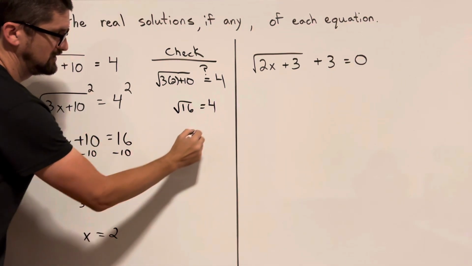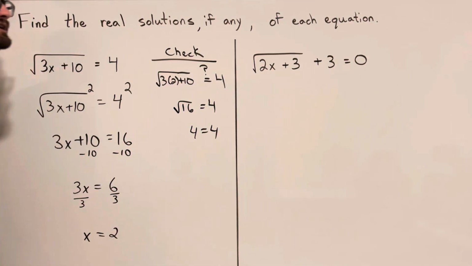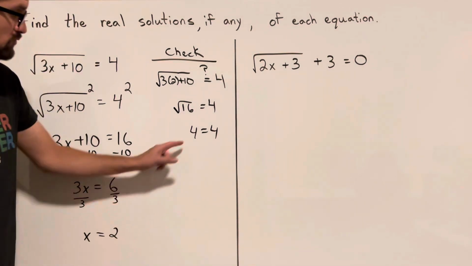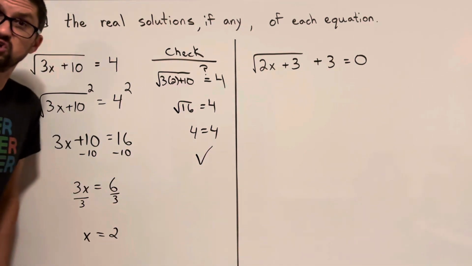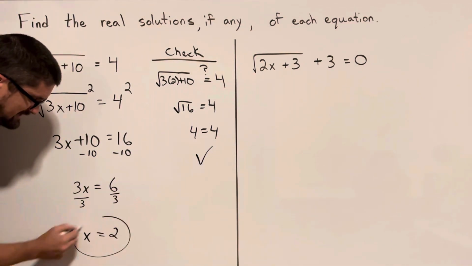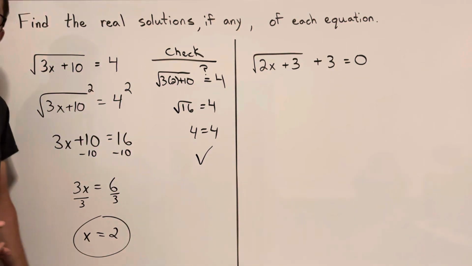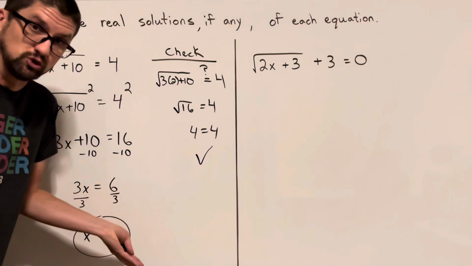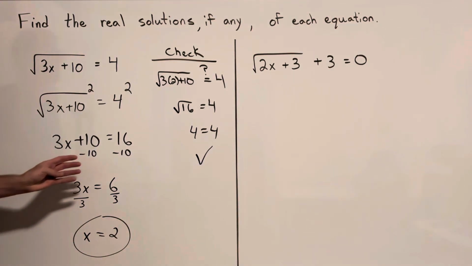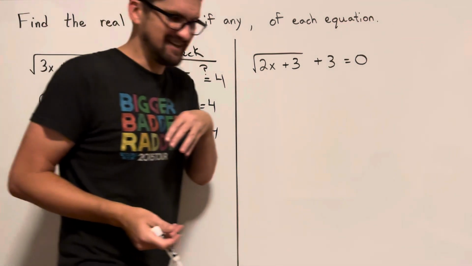Now 3 times 2 is 6, 6 plus 10 is 16, so this is the square root of 16, which is, it looks like it's coming out right. The square root of 16 is 4, so this one looks good. So I'm going to keep it. If it turned out bad, I would have just thrown it away and there would be no solution in this case. All right, let's look at this second example.